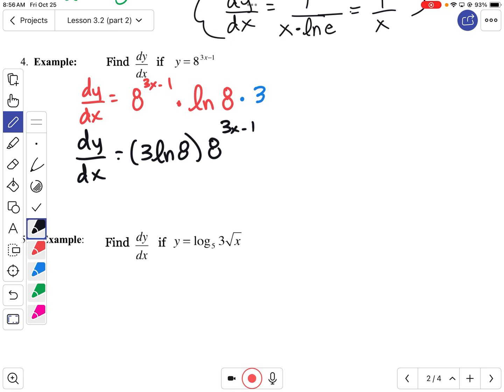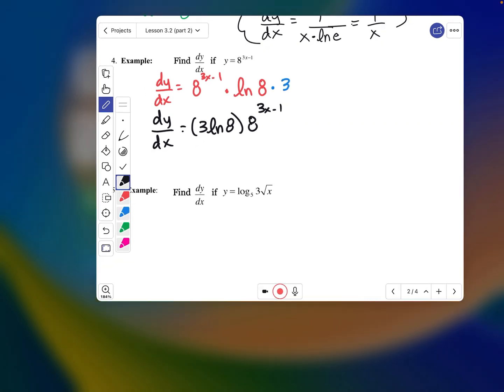Okay. So let's look at this one. Find dy dx. This time we're going to do a logarithm that has a base of 5. And I have 3.